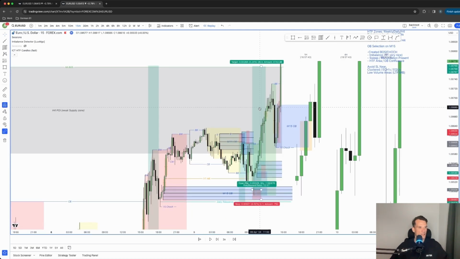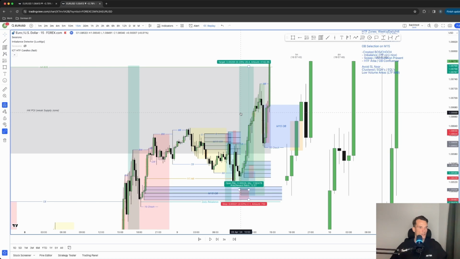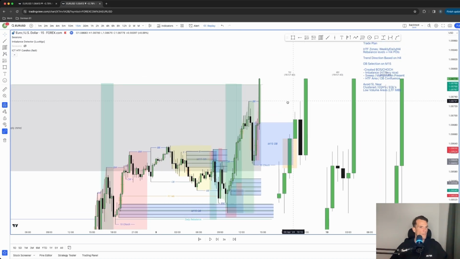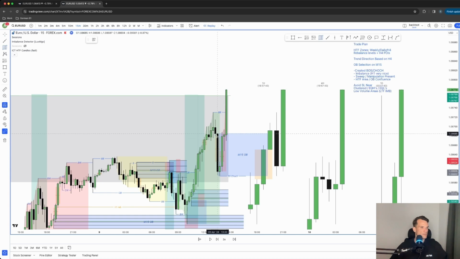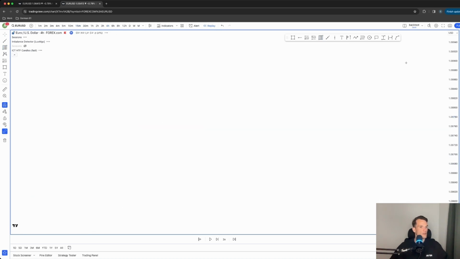This one here has hit target for 12.5R. And where would target be on this one if it was to come in? We have to zoom out to the H4.